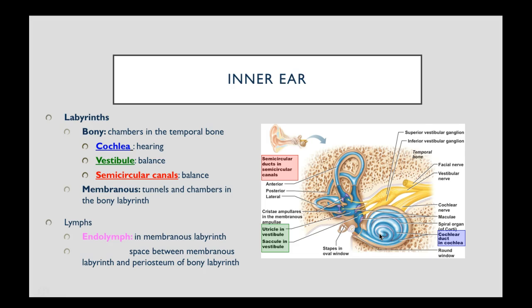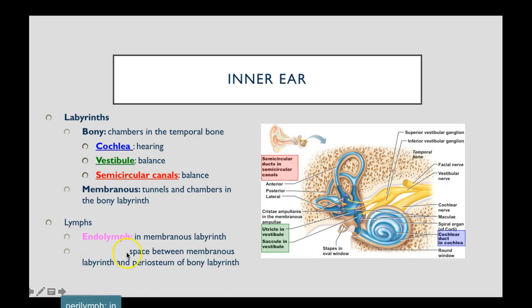Within these bony structures, we have membranous portions as well that are creating tunnels and chambers. And within these labyrinths, we are going to have certain fluids. The first type of fluid is endolymph, and this is found within the membranous labyrinth. So for example, here in the cochlea where you see the blue portion, this is known as the cochlear duct and contains endolymph. The other fluid that we are going to see is perilymph.